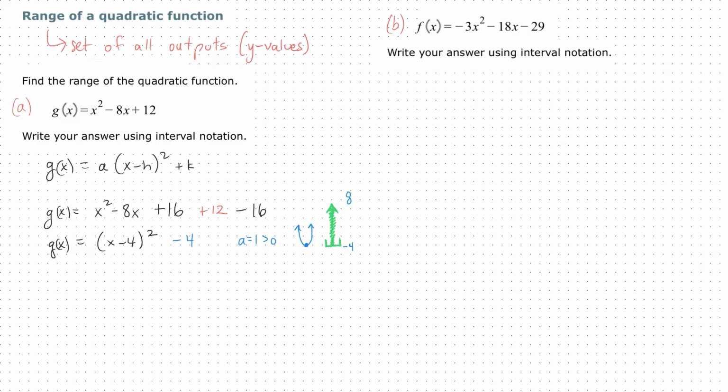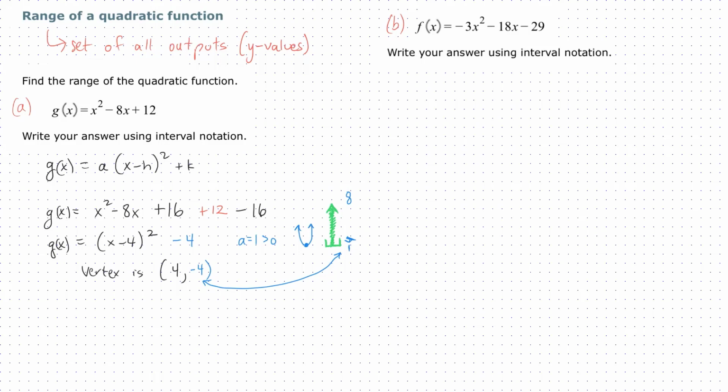So let me change this. My negative 4 should have been written this way, like that. The vertex, if you're wondering, is actually parentheses 4, comma, negative 4. And this negative 4 here is matching to that one.